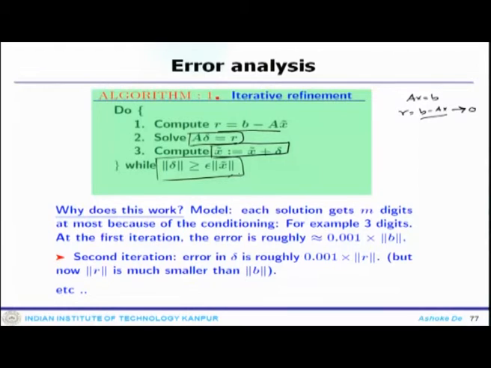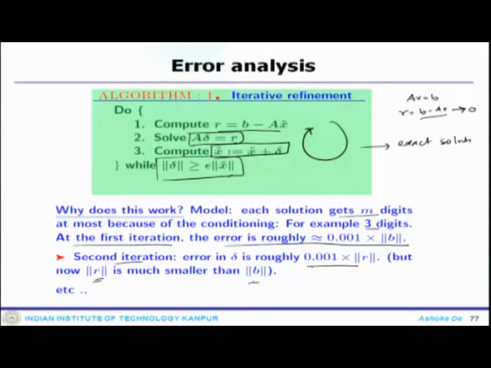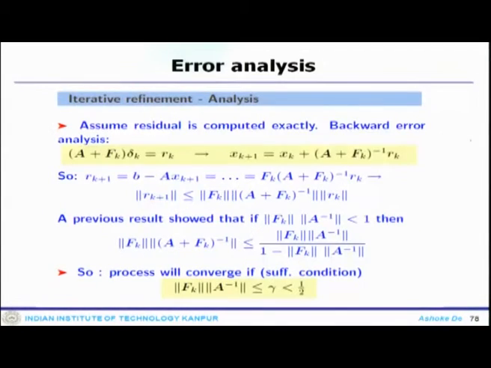So, why does it work? You get some digits at most because of the conditioning, for example 3 digits at the first iteration, the error is roughly this, second iteration the error delta would be like that, but now the norm of r is much smaller than the norm of b. So, slowly, while you keep doing this process, you move towards the exact solution and you can reduce the computational overhead by not doing the direct approach.